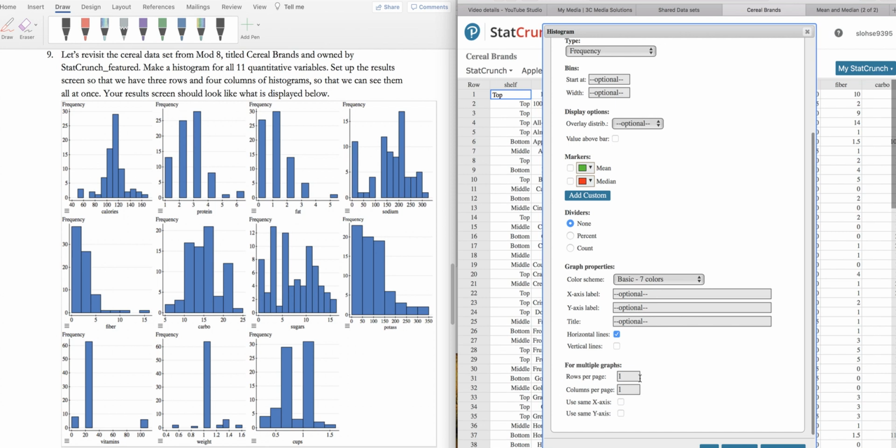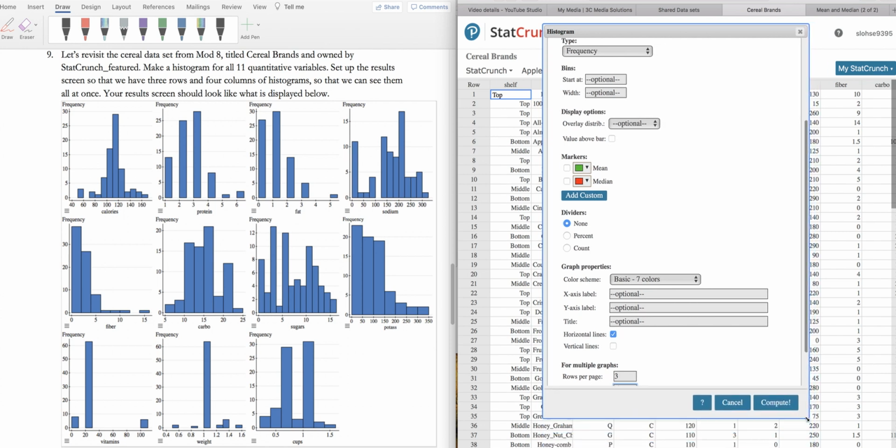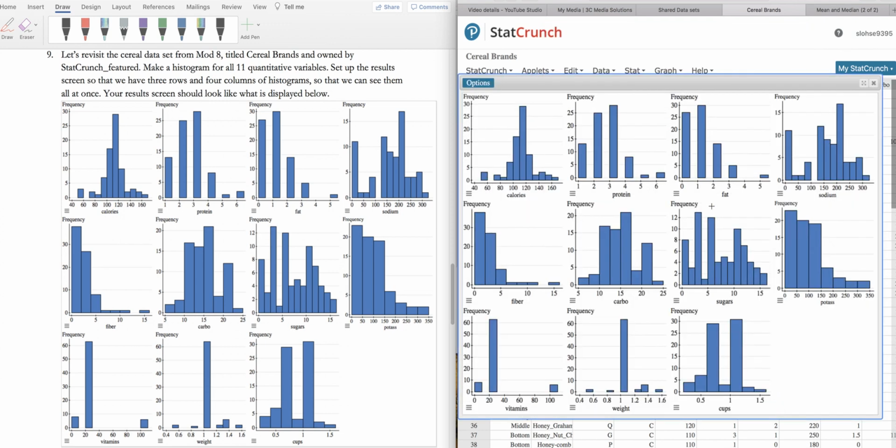I am going to set this bottom section. In this case, I would like multiple graphs to all show up on one page. I have set this up for 3 rows and 4 columns, which will match what I've got on our guide there, and then we're just clicking compute, and what we see on the right hand side is exactly what I've got on our sheet here.